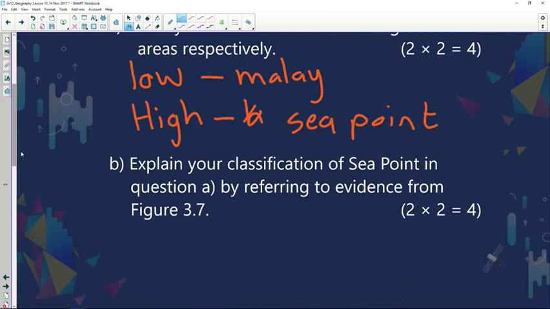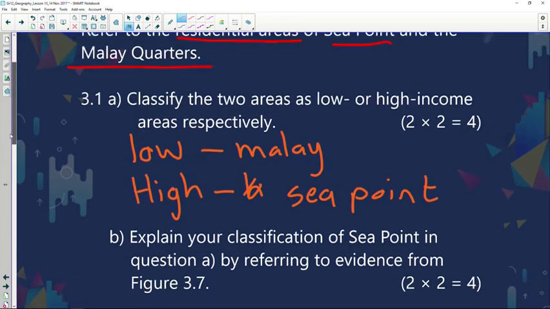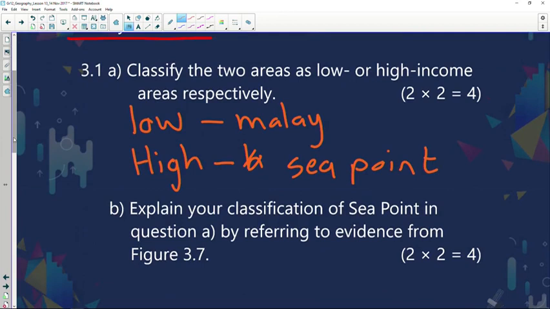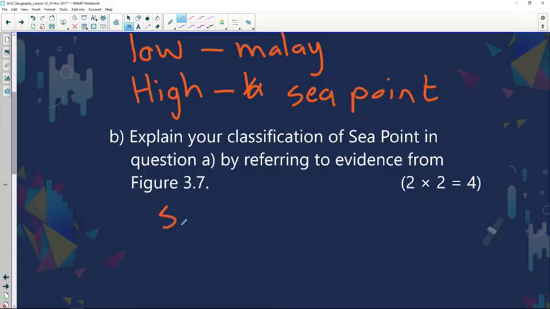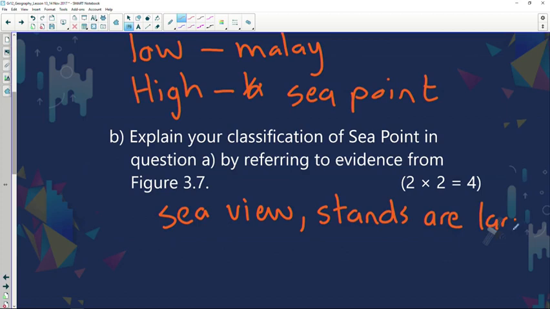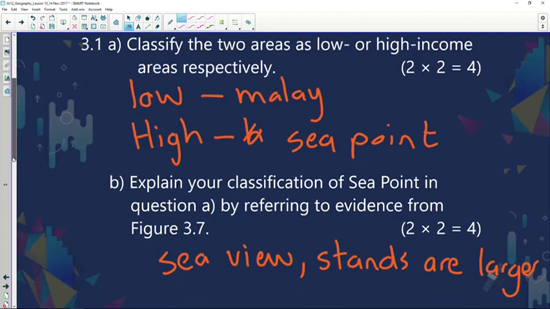Explain your classification of Sea Point in question A by referring to the evidence. First of all, when we look at the evidence, where do we see Sea Point? It's next to the ocean. So your property stands are going to be much more expensive to have an ocean view than places that are further away. So the reason why I'm saying that is because it's got sea view and the stands are larger. The property sizes are larger than at the Malay Quarters.